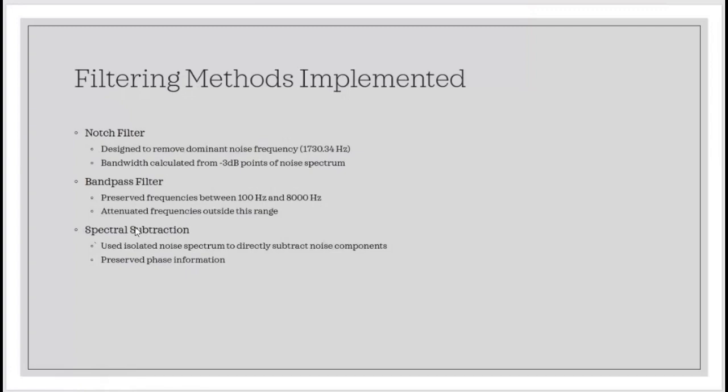I implemented and evaluated 3 filtering approaches. The notch filter, which is designed specifically to remove the dominant noise frequency. The filter bandwidth was automatically calculated based on the decibel points of the noise spectrum. The bandpass filter was implemented to preserve signal frequencies between 100 and 8,000 Hz, while attenuating frequencies outside this range. Spectral subtraction used the isolated noise spectrum to directly subtract noise components from the noisy signal while preserving phase information.